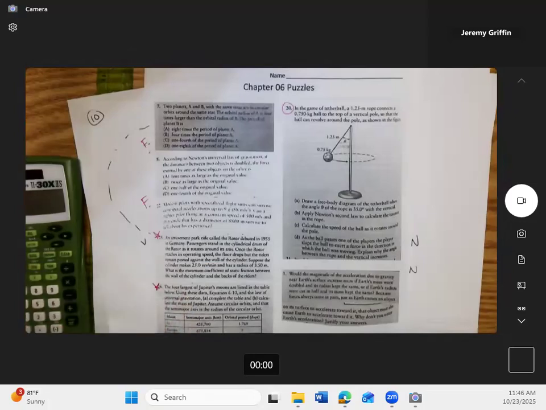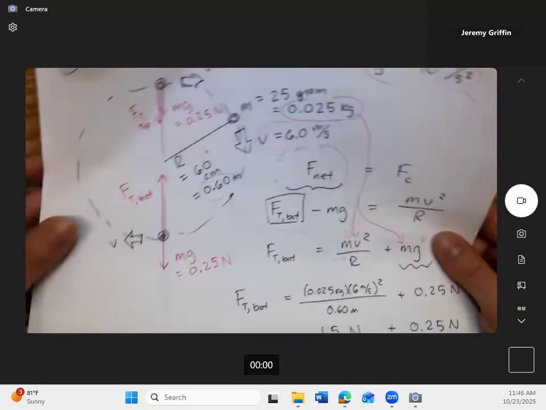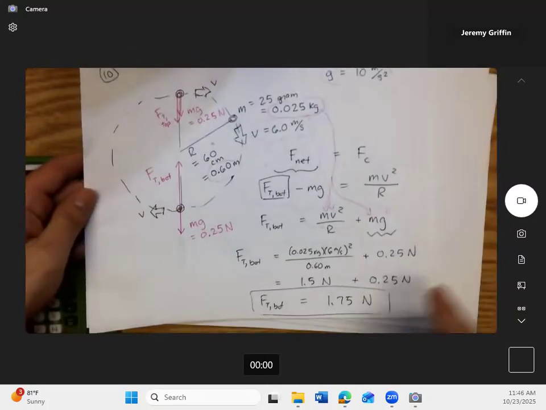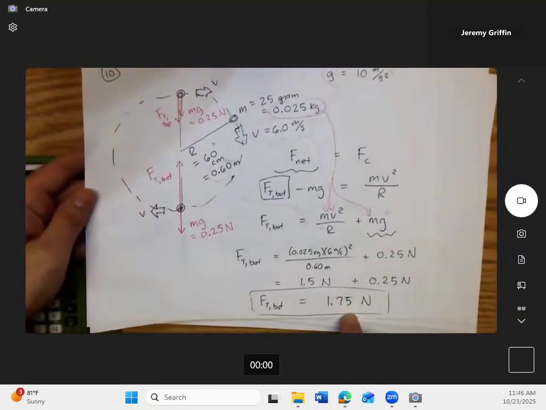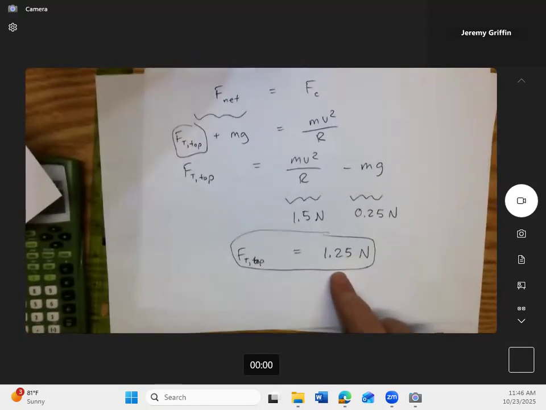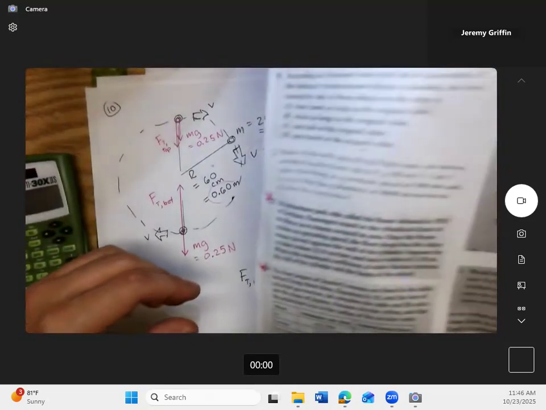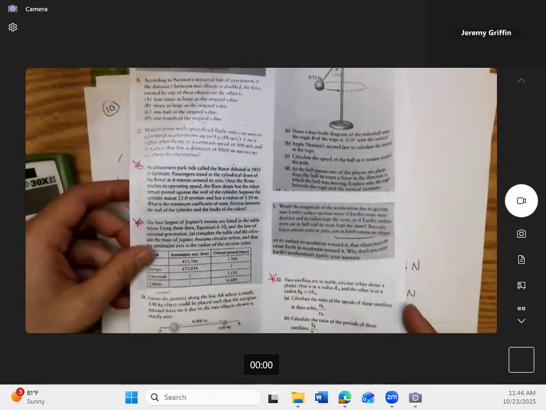What was the answer? Number 10, the tension at the bottom came out to 1.75 newtons. The tension at the top came out to 1.25 newtons. All right. So we've got to hit some gravitation questions.